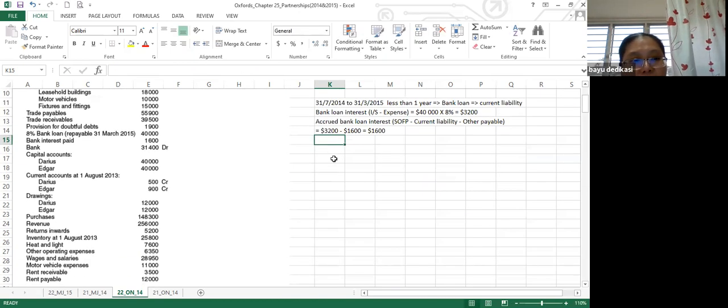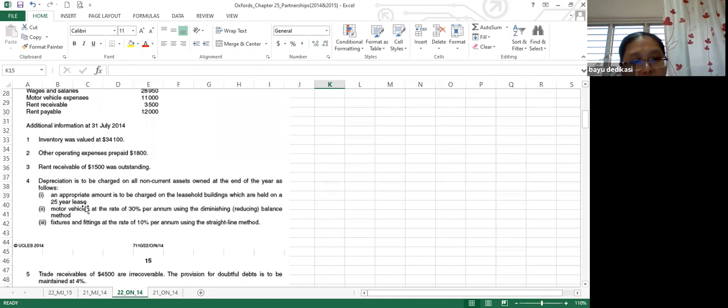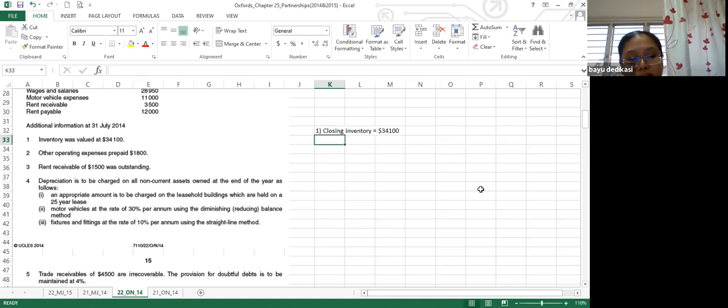Okay, the next is, what else to take note? Let's see. Okay, we look into the additional information. Number one, inventory was valued at the end of the year. That means number one is a closing inventory, which is 3,411.